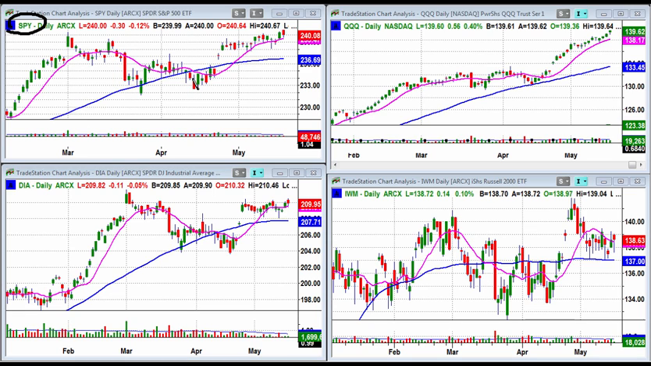Now we'll go into the modern family in a second, but I'm going to start with the SPYs in the upper left, the Qs in the upper right, the diamonds in the lower left, and IWMs in the lower right. Now what we want to see is 3 of the 4 doing the same thing. And then we can be more convinced that whatever that is, the way it should go. Now, sometimes 2 out of 4 is good enough, and sometimes you've got to just follow the strongest one and make sure the others don't fall behind.